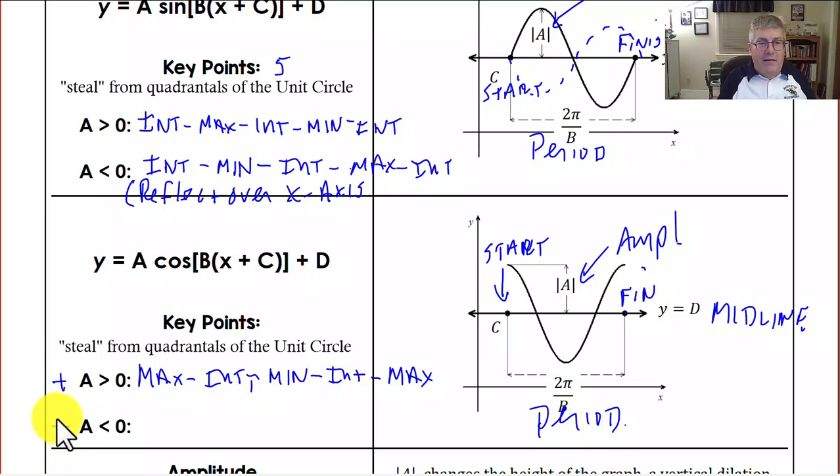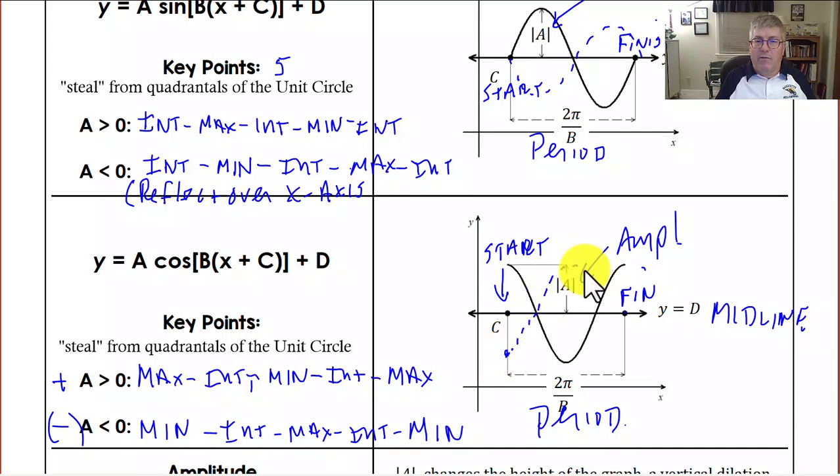And then if a is less than 0 or negative, well, we'll start at a minimum. So minimum, intercept, maximum, intercept, and then minimum. So we would start down here, and our cosine function would look like something like that if a was negative.